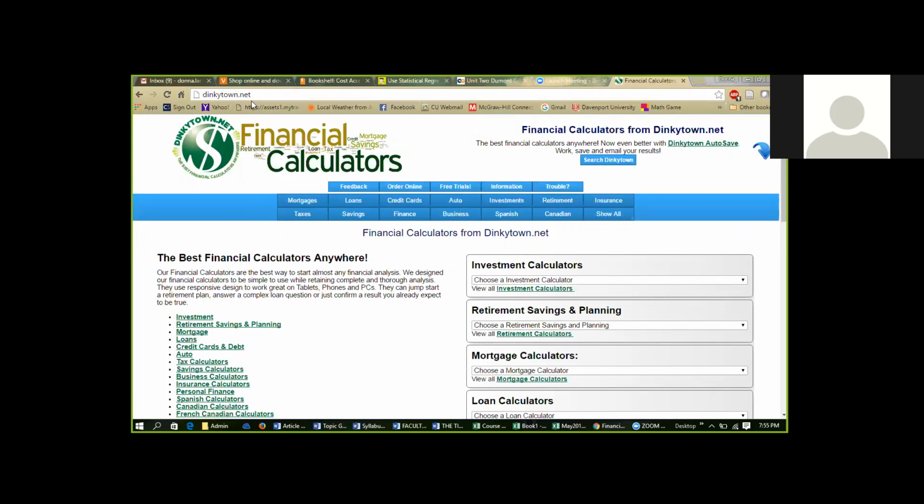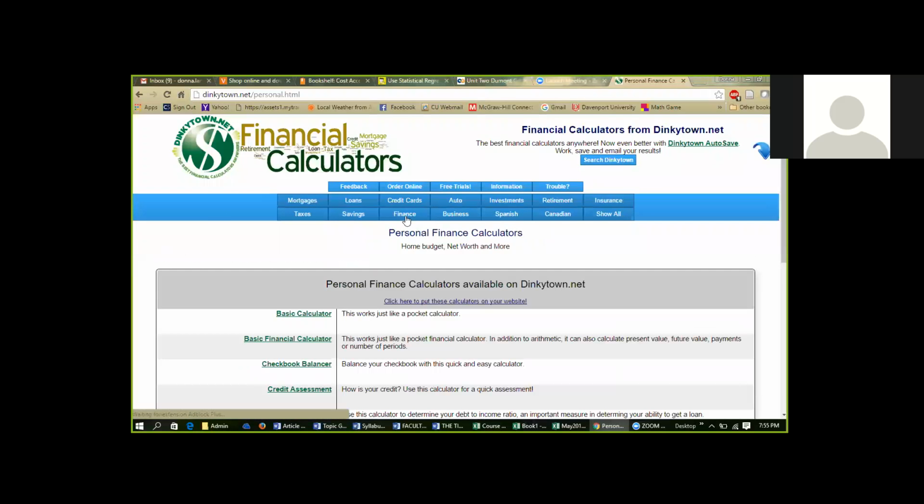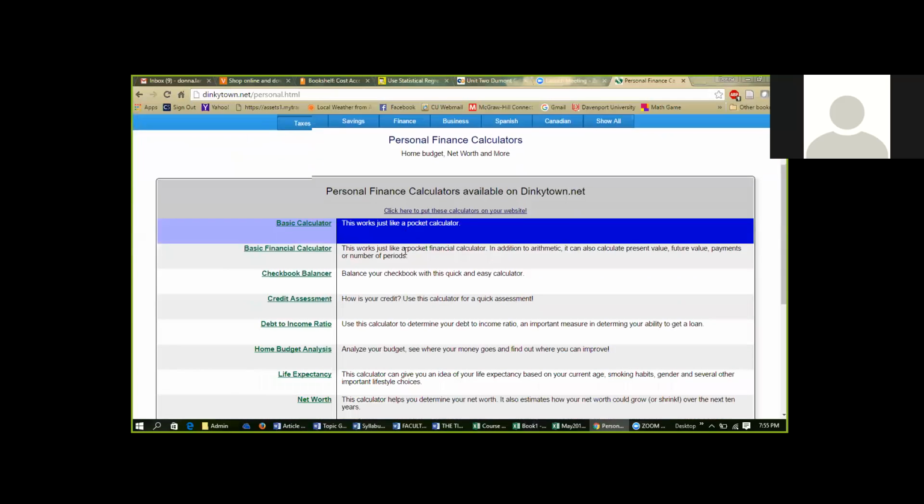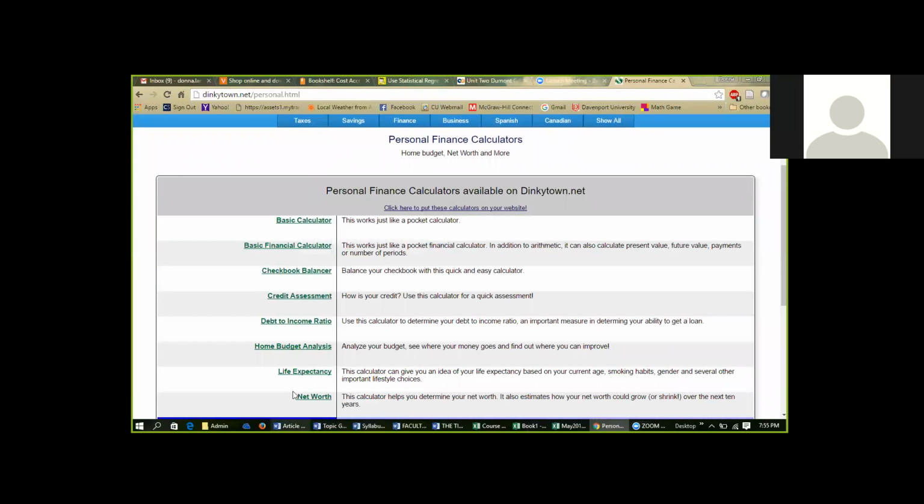dinkytown.net. When you go there, this is the screen you'll come to, and you can see it has a ton of financial calculators. Mortgages and cars and credit cards and all this stuff. You're going to click the one that says finance. So when you click finance, it comes to first personal finance calculators. And again, you get a bunch of calculators. We want the second one.